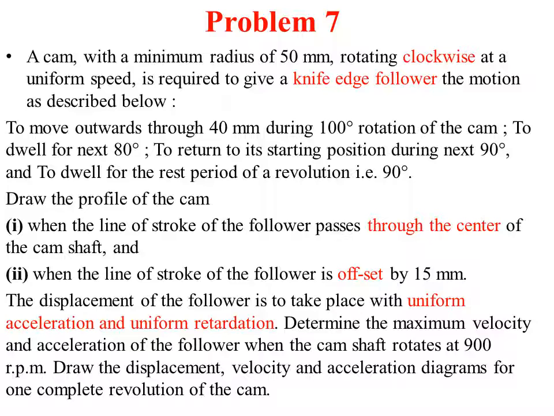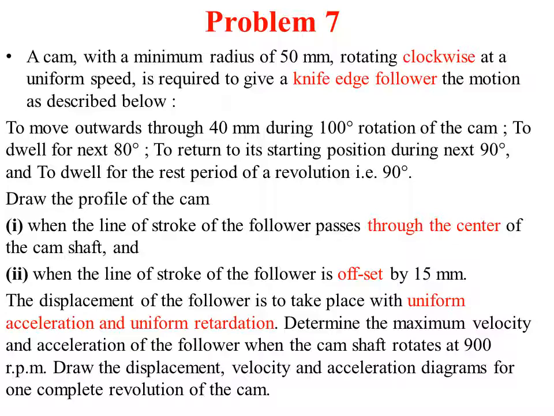And they have mentioned the motion of the follower also. It moves outwards through 40 mm. When they say it moves outward through 40 mm, that means the lift of the follower is 40 mm. So here the value of 40 mm is S, represented as capital letter S, during 100 degrees of rotation of the cam. This means that is the outstroke of the follower. Next, to dwell for the next 80 degrees. Dwell means it is at rest, that is 80 degrees. To return to its starting position during the next 90 degrees. Return to starting position means it is a return stroke, and to dwell for the rest of the period, that is 90 degrees.